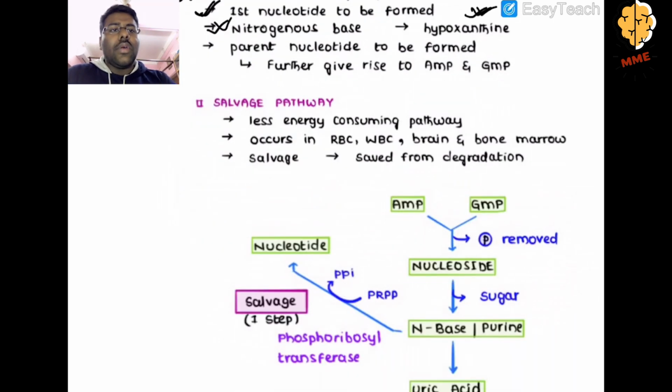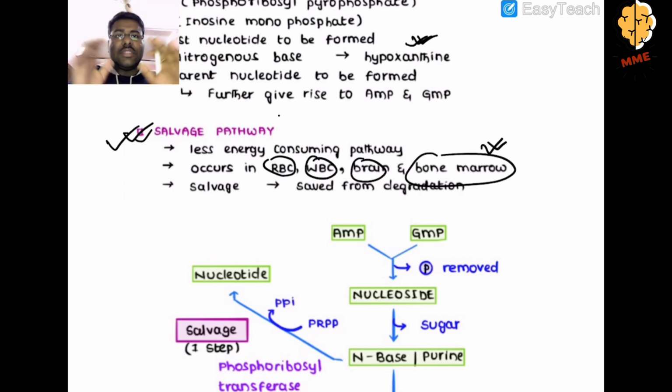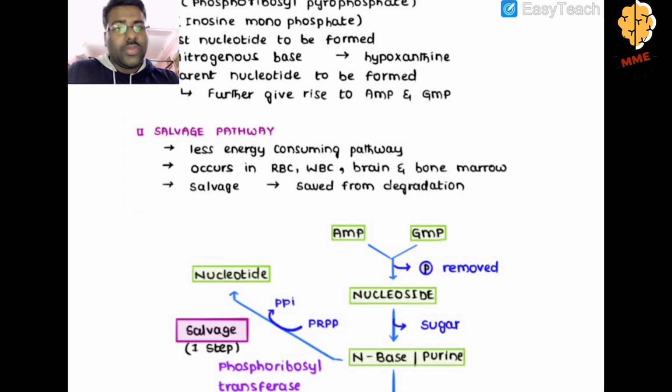Okay, now coming to the next pathway, it is very important in your exam. It is the salvage pathway. Sometimes a short note comes on the salvage pathway. So firstly remember this: RBC, WBC, brain and bone marrow. They are the places where the salvage pathway occurs.